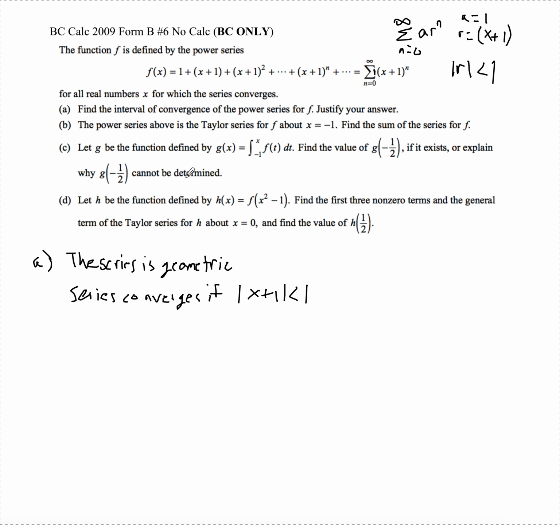So then what do I do with this? I'm trying to find the interval of convergence. So this is a statement, but for the interval of convergence, I need to turn this into a compound inequality, get rid of the absolute value bars, and I get negative 1 is less than x plus 1 is less than 1. Subtract 1 from both sides. So my interval of convergence is actually negative 2 to 0.